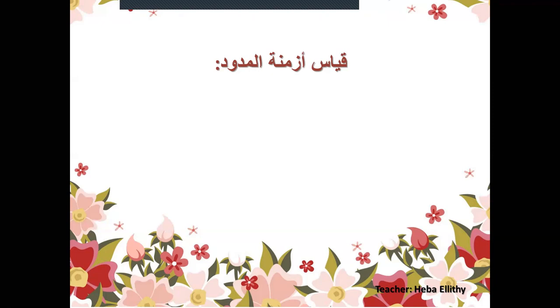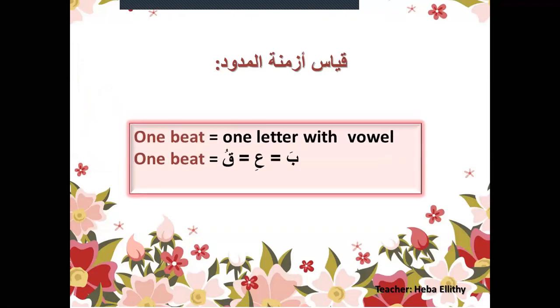The length of the Mudood in the Quran is equal all the time. How can we count then? By the letter with vowel. One beat equals one letter with vowel, any letter with any vowel, whether fatha, kasra, or dhamma.